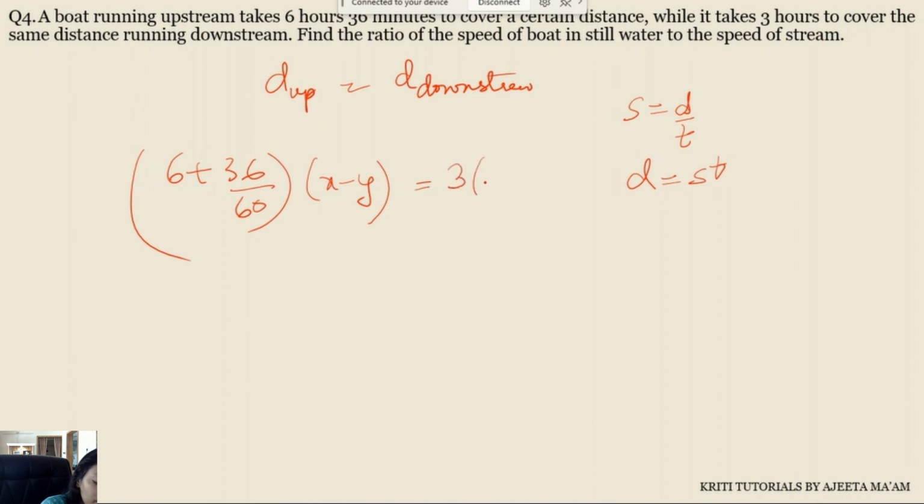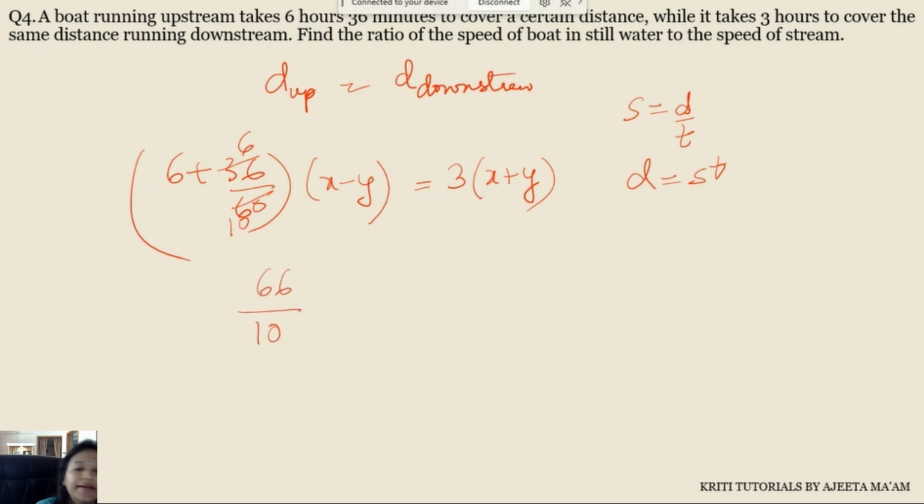What is the time of downstream? 3. And what is the speed? X plus y. Now, if you solve it, 6 plus 36 upon 60, who will tell me what will be the answer? Yes, yes, yes, fast. Yes, tell me, tell me. That is how much?